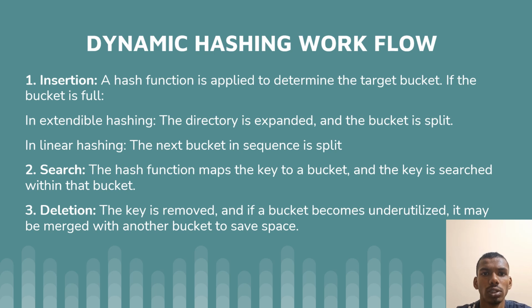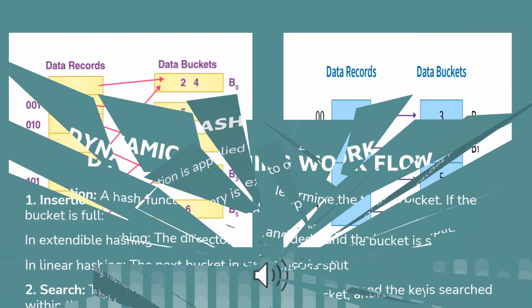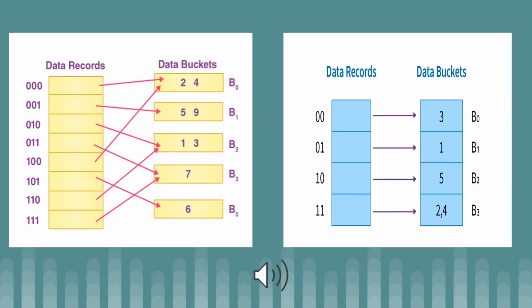Number 2, search. The hash function maps the key to a bucket and the key is searched within the bucket. Number 3 is deletion. The key is removed, and if a bucket becomes underutilized, it may be merged with another bucket to save space. Here is a pictorial representation of dynamic hashing, data records, and data buckets.